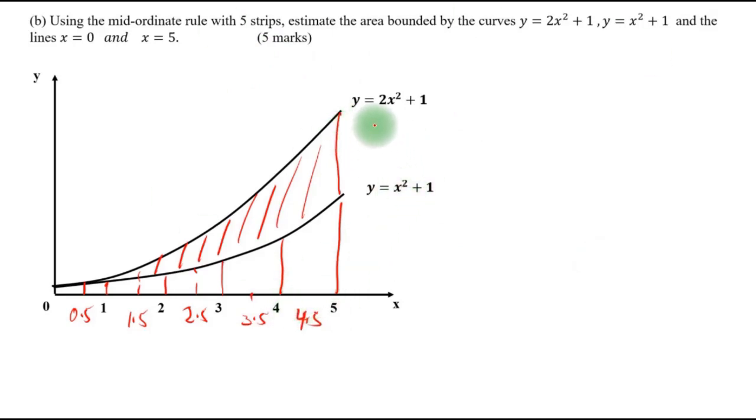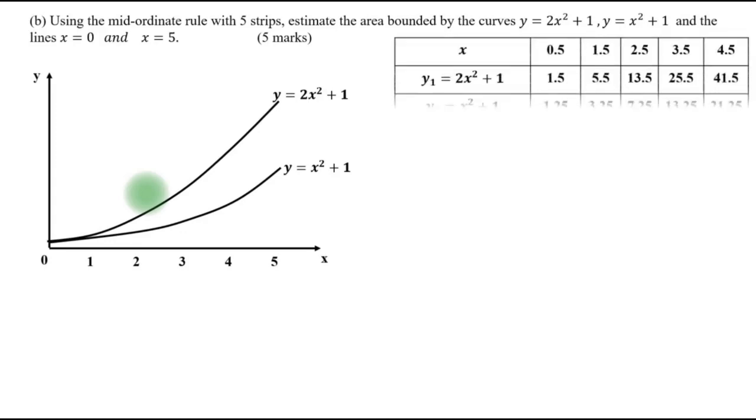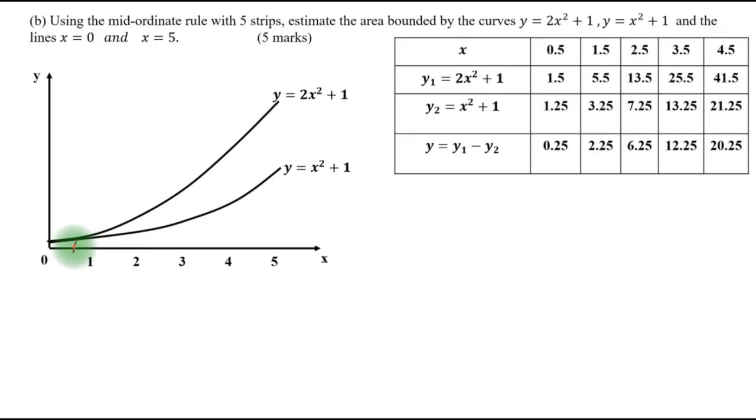Since we already have the values of x, what we need to get now is the formula. So we have x as 0.5, 1.5, 2.5, 3.5 and 4.5. Those are the mid-ordinates. Then we find the value of y1, which is 2x squared plus 1, at the different values of x. So we end up getting 1.5, 5.5, 13.5, 25.5 and 41.5.